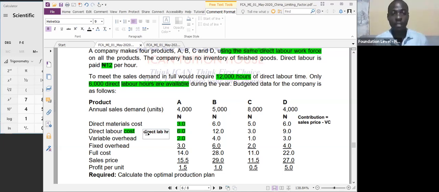How do we get our direct labor hours? Okay. If we are paid 12 naira for 1 hour, and for A, we spent a total of 6 naira doing A. How many hours have we spent doing A? All we need to do is 6 naira, which is spent doing A, divided by 12 naira per hour, to give you 0.5 hours. So your direct labor hours for A is 0.5 hours.